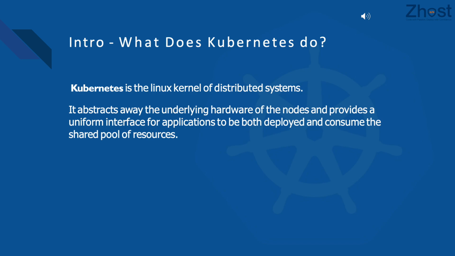Intro: what does Kubernetes do? Kubernetes is the Linux kernel of distributed systems. It abstracts away the underlying hardware of the nodes and provides a uniform interface for applications to be both deployed and consume the shared pool of resources.